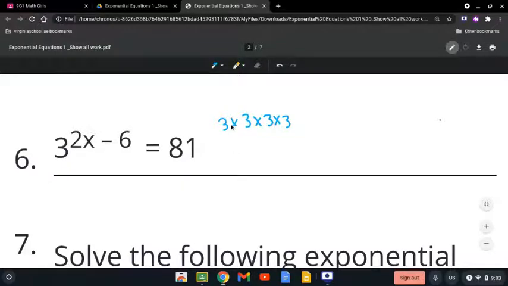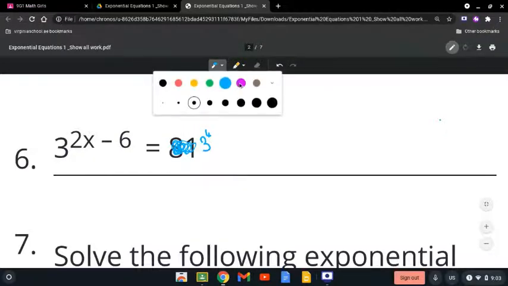So again, you're going to count how many times you used the number 3. How many times did you multiply 3 by itself? So 1, 2, 3, 4. We used it 4 times. So we're just going to cancel 81, and we're going to write 3, and then as an exponent, we're going to write 4. 3, because we multiplied 3 by itself, and 4 because we multiplied 3 by itself 4 times to get 81. So now we can actually solve it like we used to.